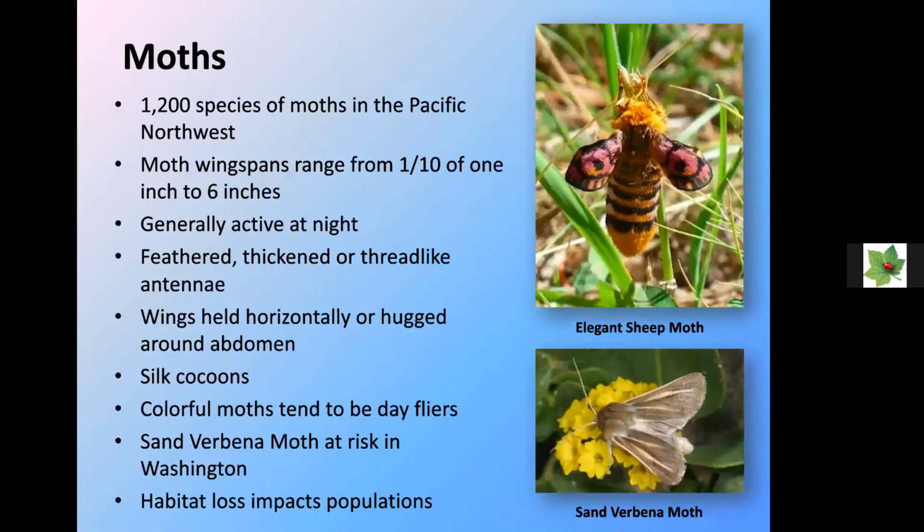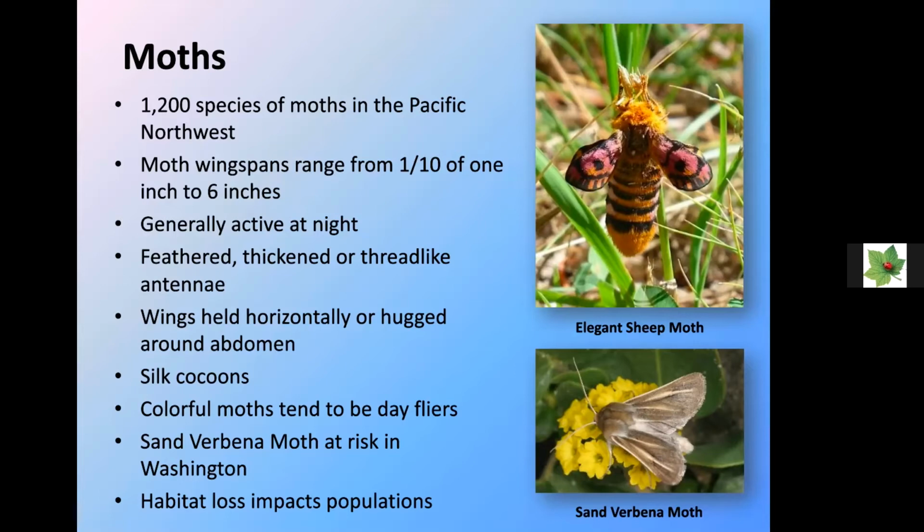With moths, we have some pretty interesting ones, and I have some more specifics as we go down the road. But the elegant sheep moth is a pretty cool looking moth with its really vibrant colors and almost odd shaped body. There are over 1,200 different species of moths in the Pacific Northwest alone. And the moths can range from 1/10 of 1 inch all the way up to 6 inches in wingspan. So you can get some pretty large moths out there.